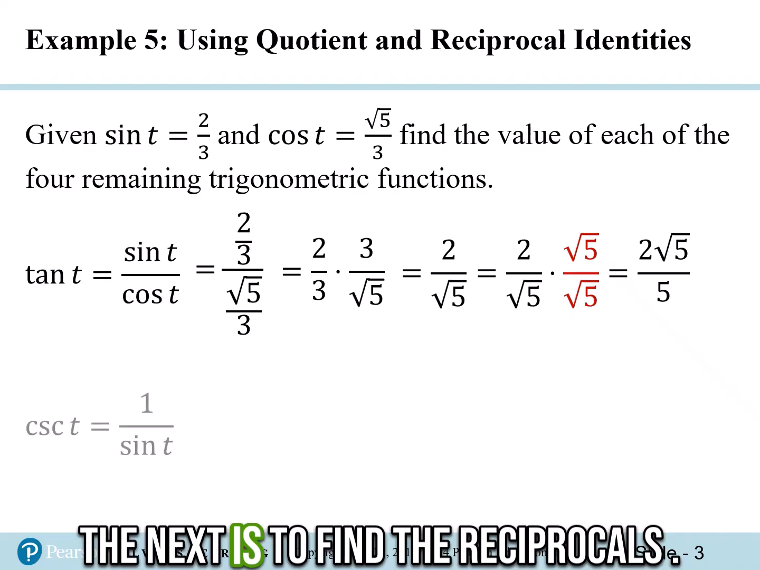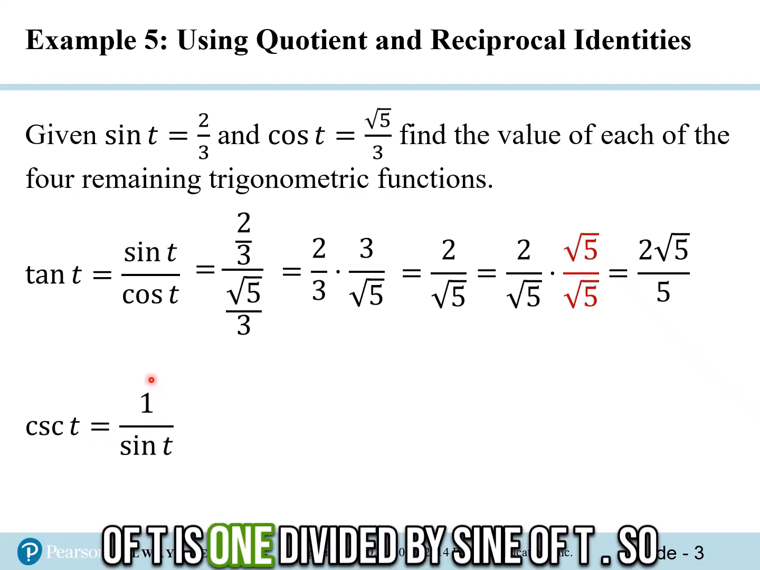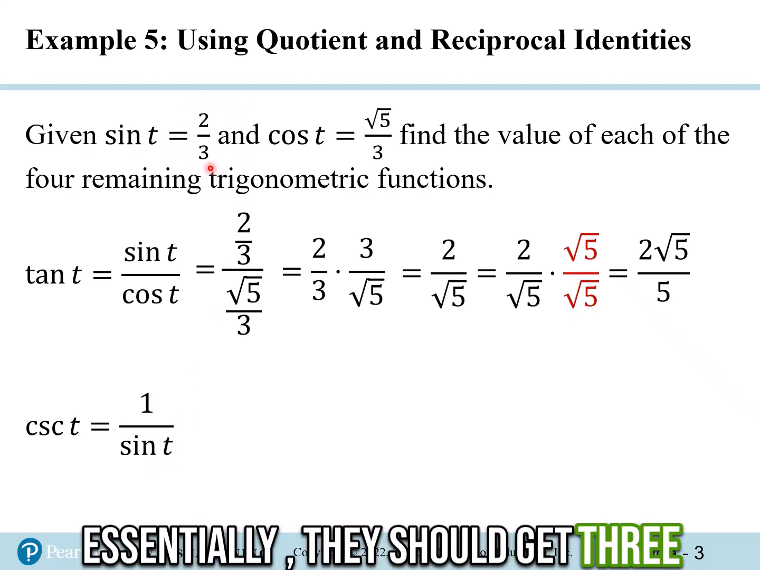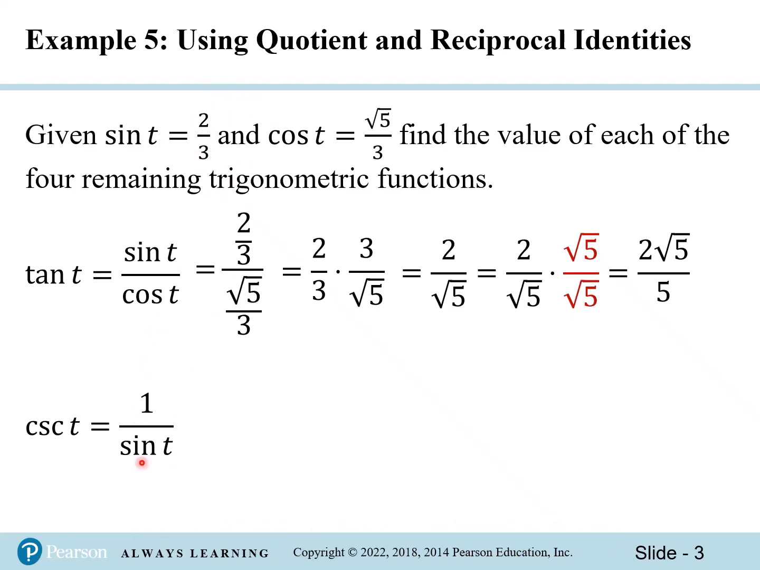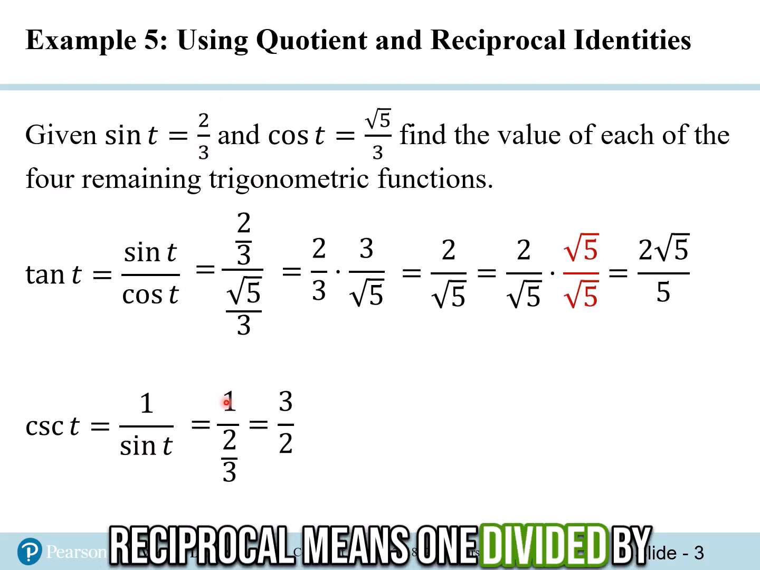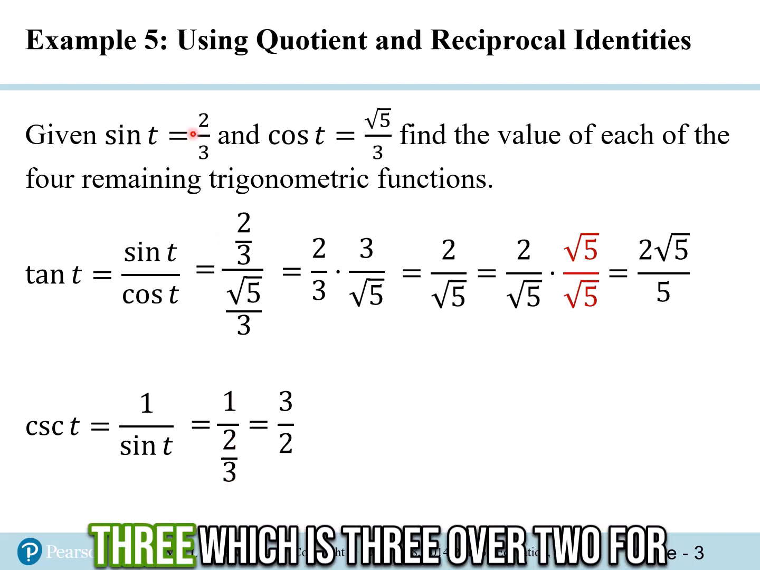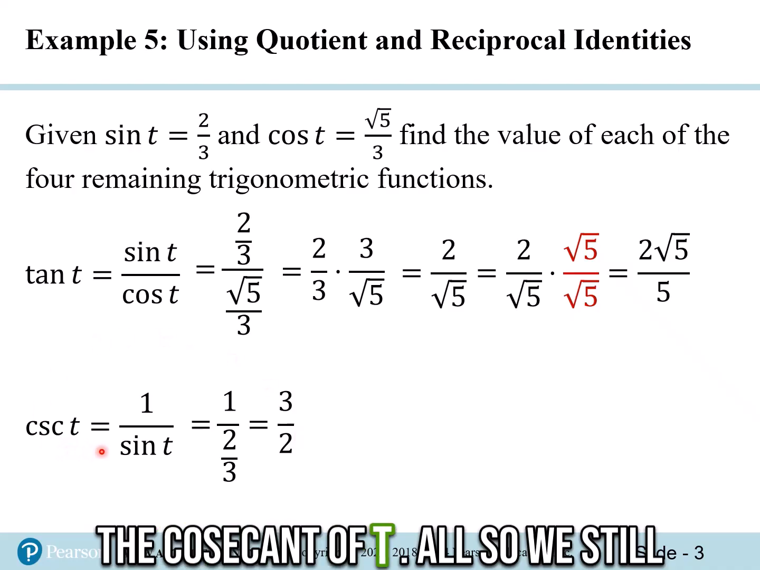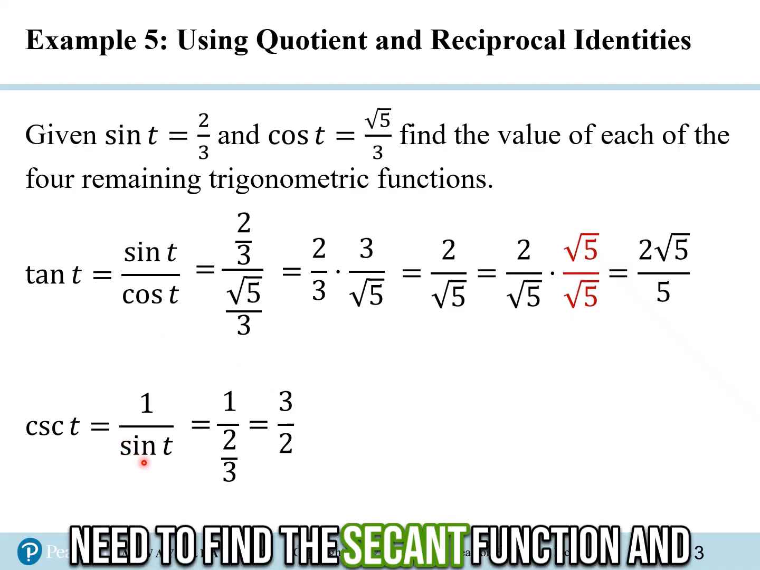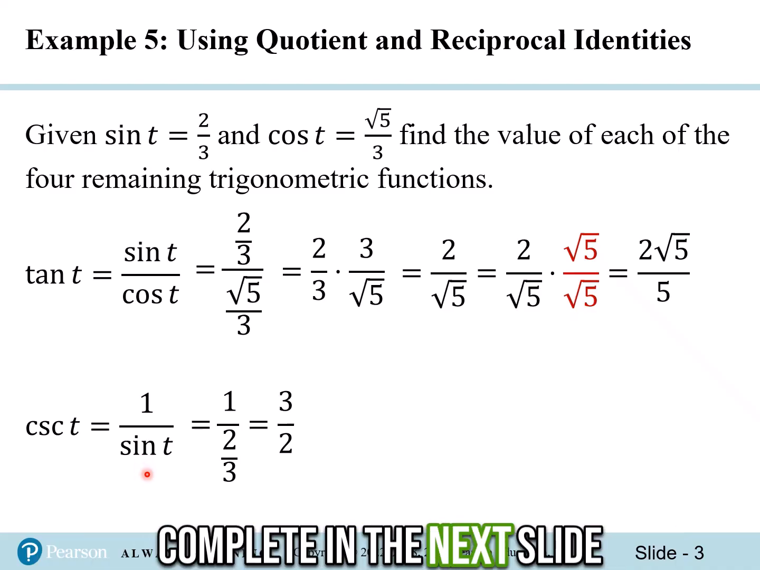The next step is to find the reciprocals. Cosecant of t is 1 divided by sine of t. So essentially they should get 3 over 2, right? Reciprocal of sine would be 3 over 2. Reciprocal means 1 divided by the value. So 1 divided by 2 over 3, which is 3 over 2 for the cosecant of t. So we still need to find the secant function and the cotangent function, which we complete in the next slide.